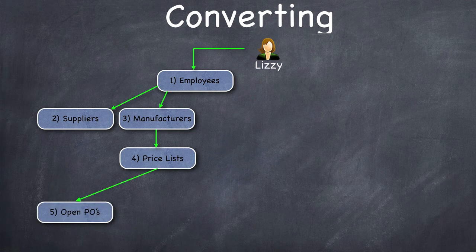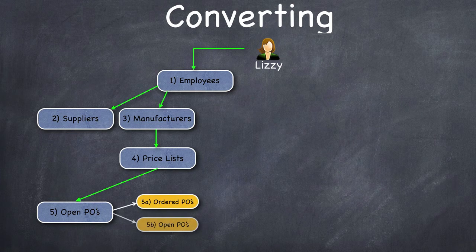Once the price lists are imported, the next step is going in and actually creating your open purchase orders. Those are basically anything that you have not ordered in your old system, or anything that you have ordered that has not shown up yet. Those things are going to be created inside of Lizzy. So we'll have our ordered POs and our open POs both put into the system.